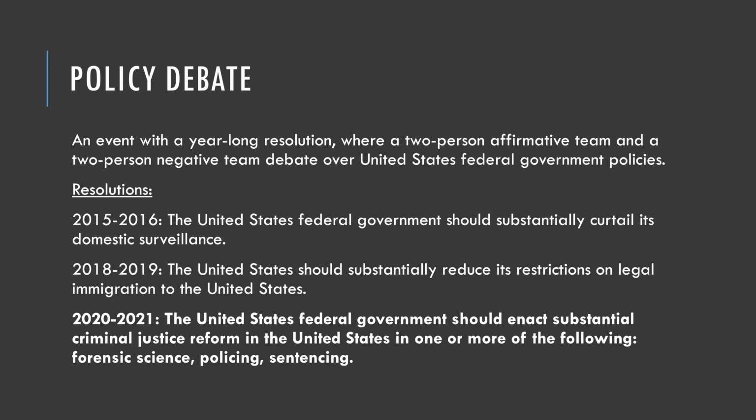And the resolution for this year is the United States federal government should enact substantial criminal justice reform in the United States in one or more of the following areas: forensic science, policing, sentencing. So the topic that you're going to be debating for this year is about criminal justice reform. And there's a lot that can be discussed under those broad categories of forensic science, policing, and sentencing. Let's look at some more detail.